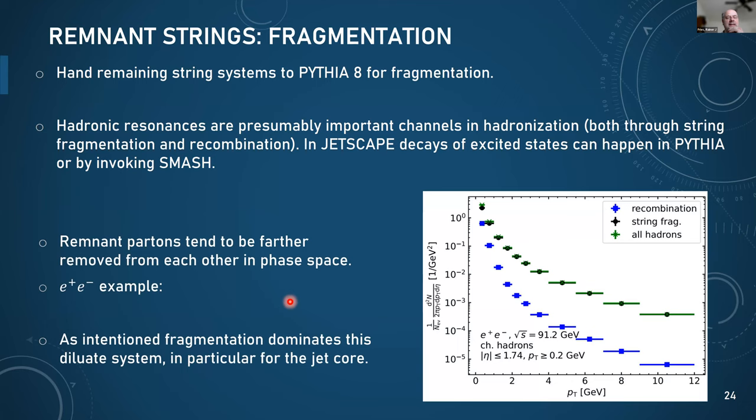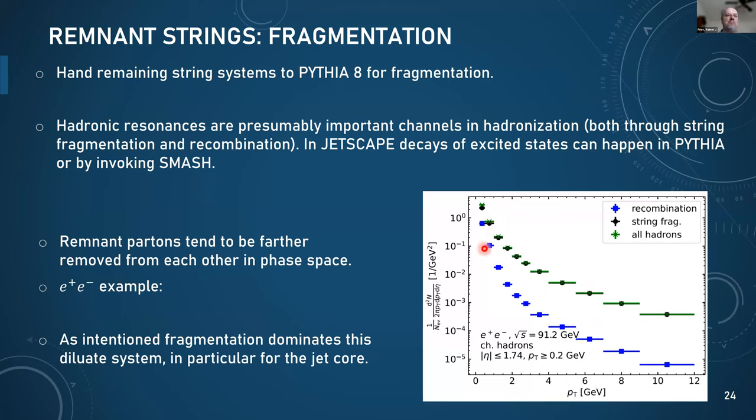that indeed there's a separation for when recombination is more active and when fragmentation is more active. Even in the vacuum, so this is an e+ e- system, and you see that these are just hadrons that come out. For large pT, and this could go even further, string fragmentation is absolutely dominant. So it's a very dilute system with just a handful of partons. But at low momenta, where most of the few partons that you have are sitting, you do get contributions from recombination.